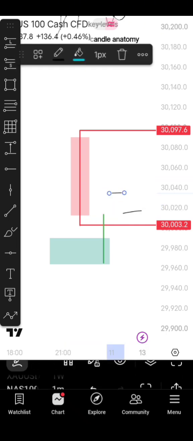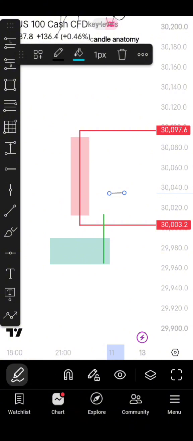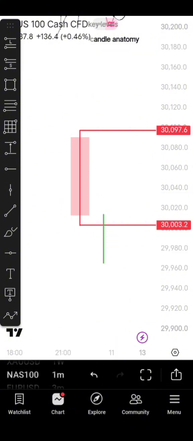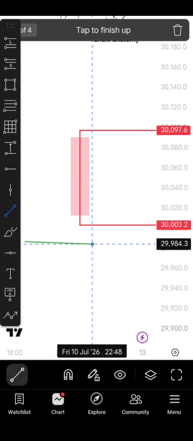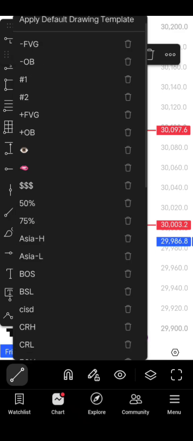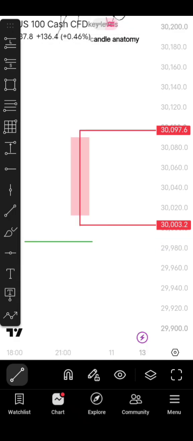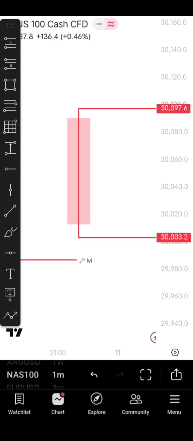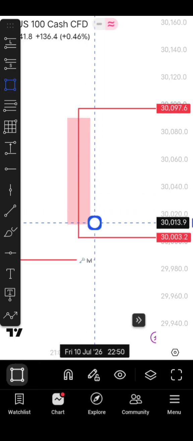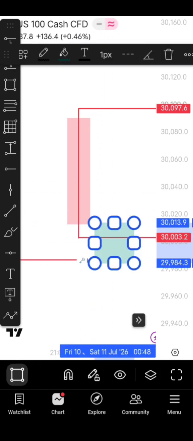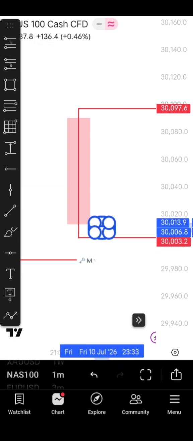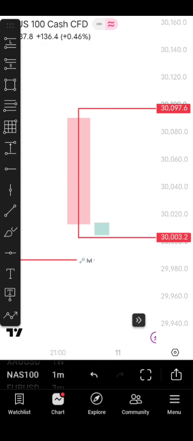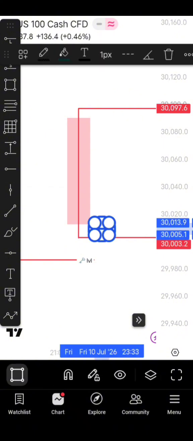For example, you got a candle here. Let me erase it. Say you have an FVG here as a key level. Now, for example, the market comes, purges the liquidity, and closes above in this candle range, and this candle is red.